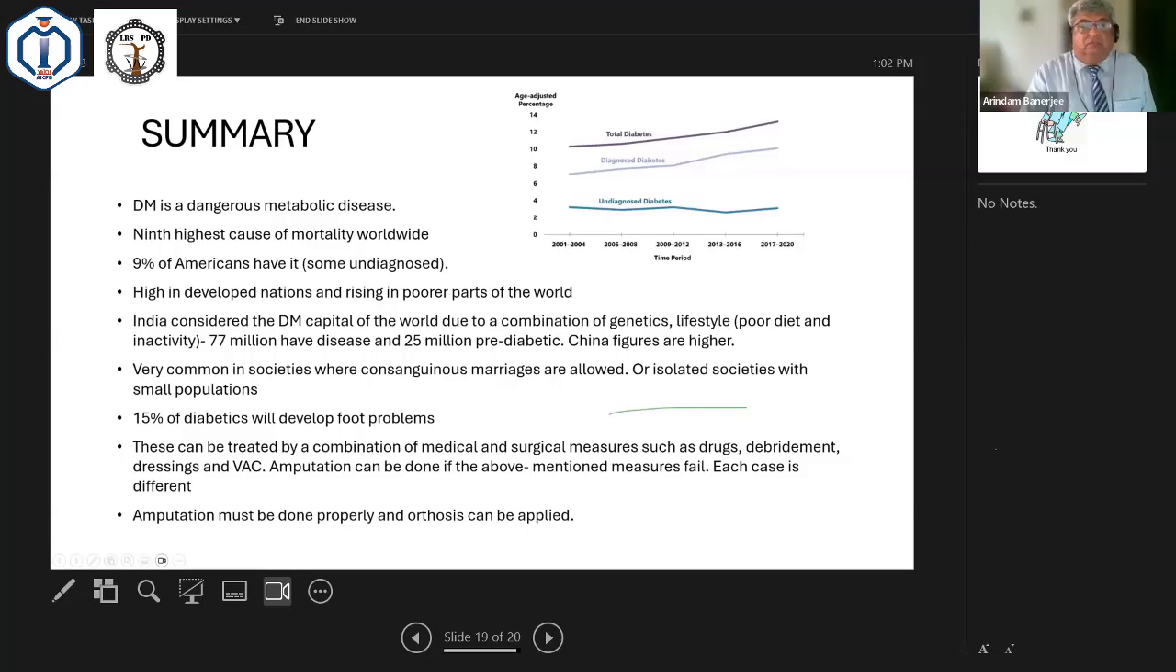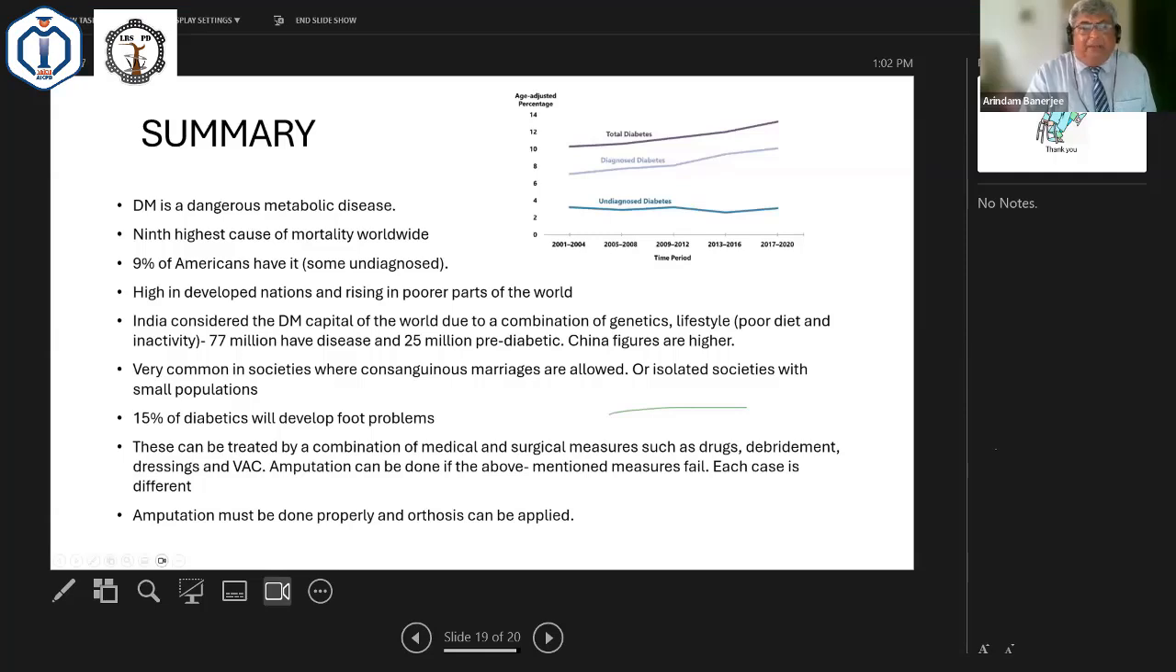Diabetes is very common in societies where consanguineous marriages are allowed. Luckily, in our society, it's not very common. But those societies will allow you to marry your first cousin. It is an issue. Isolated societies which have small populations, as I discussed in West Indies, small islands, it's a big problem.